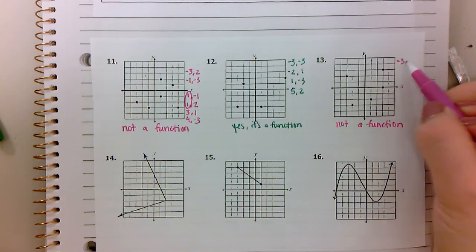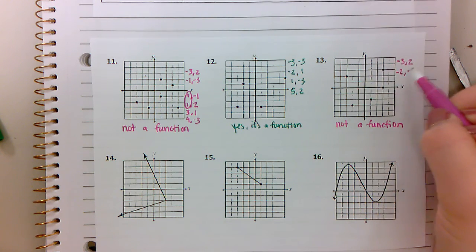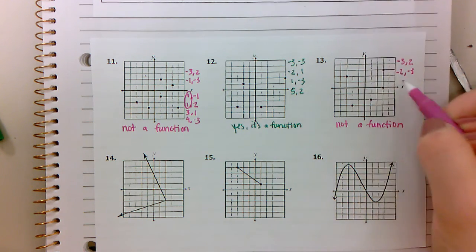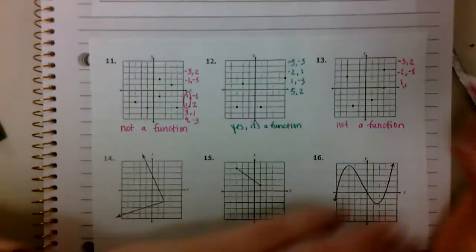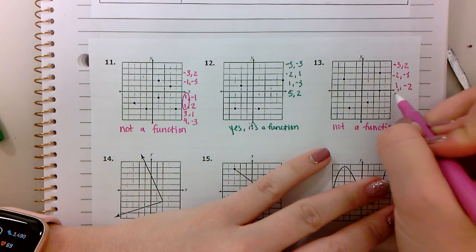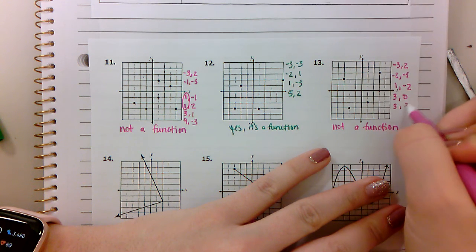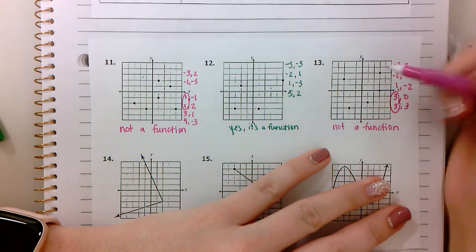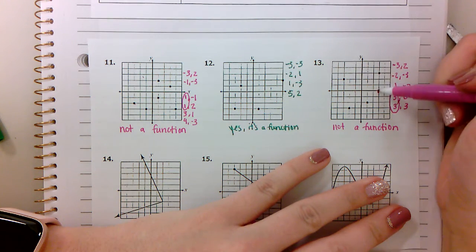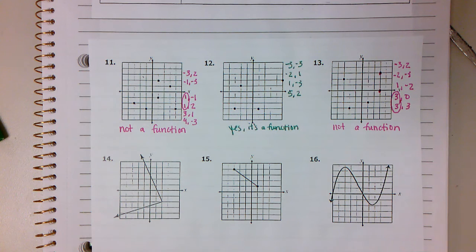So -3, 2, -2, -3, 1. Oh gosh, I'm so sorry. 1, -2, 3, 0, and 3, 3. So right there they repeat, and that's where they also sit on top of each other. So that causes it to be not a function.